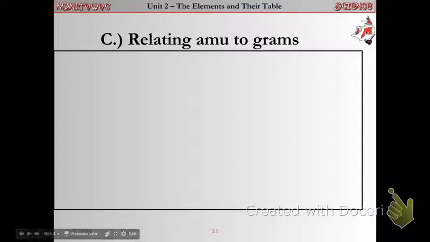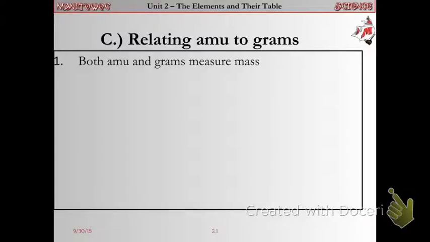Many of you are probably thinking, okay, so we're using this thing called AMU, but what does that really mean? What's its relationship to grams? Well, both AMU and grams measure mass. Let's get that out of the way. But the relationship between the two is an interesting thing to take a look at. 1 AMU is equivalent to 1.66 times 10 to the negative 24th grams.